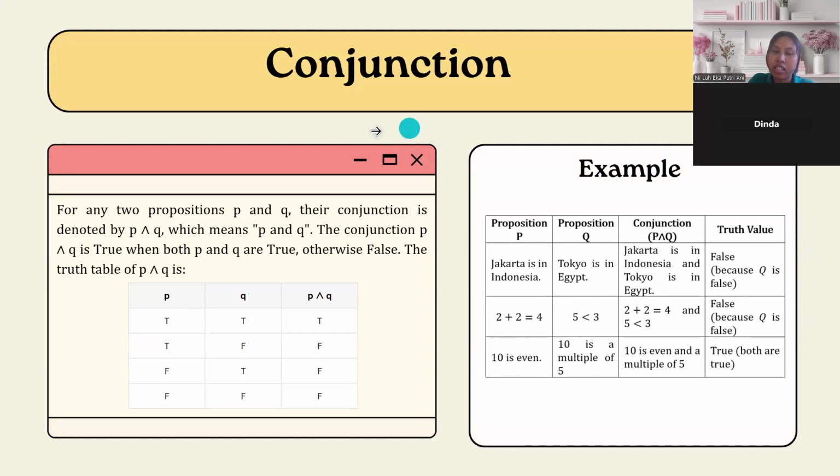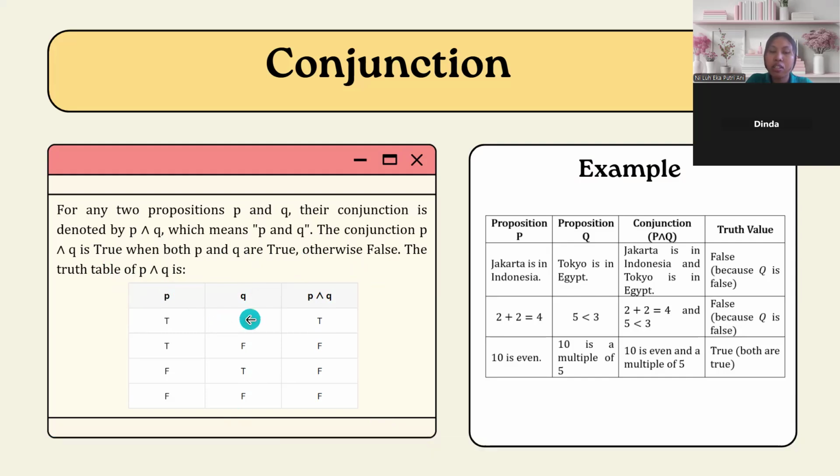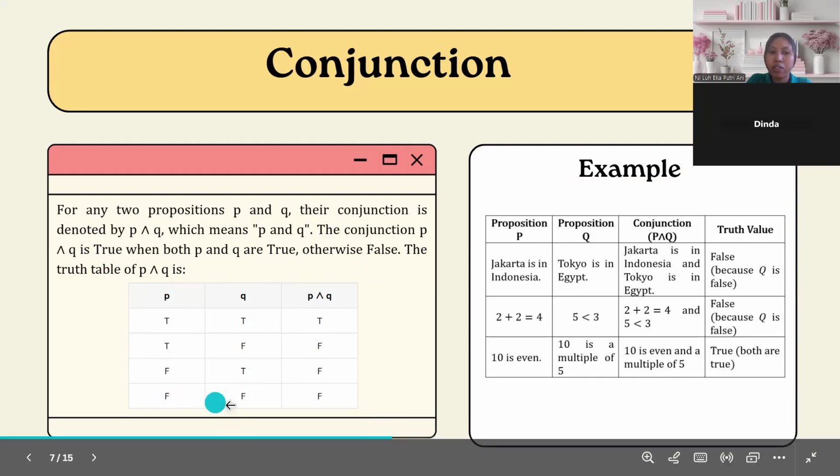The next topic is conjunction. For any two propositions P and Q, their conjunction is denoted by P and Q, which means P and Q. The conjunction P and Q is true when both P and Q are true, otherwise false. This is the truth table of P and Q. You can see on the screen. If P true, Q true, so P and Q is true. If P false, Q false, so P and Q is false.